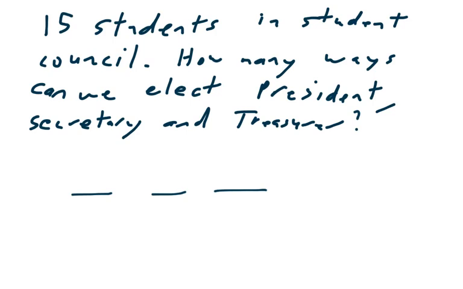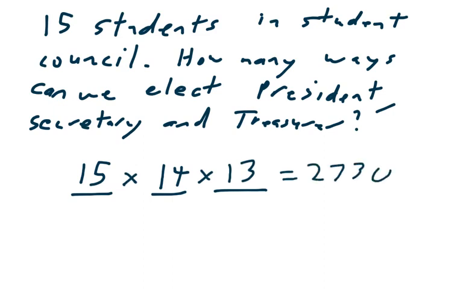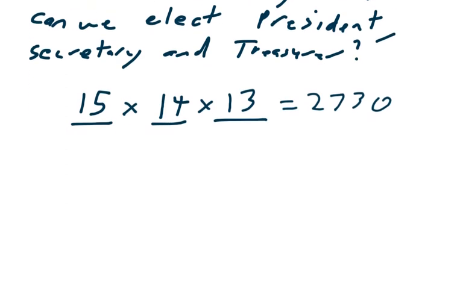So because we cannot elect the same person for more than one spot, we have 15 people that we can choose to be elected as president, 14 people that we can elect to be secretary, and 13 people left to be treasurer. And when I multiply these together, we get 2,730 different possible combinations.